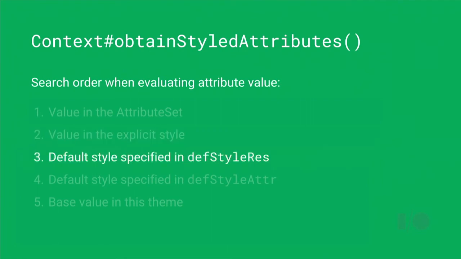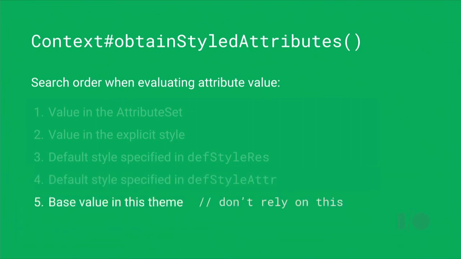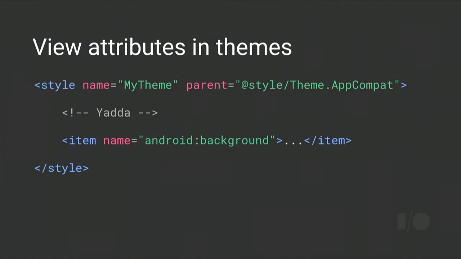The third thing it looks for is in the defStyleRes, so that's the actual concrete pointer to a default style. Lastly, it looks at the defStyleAttr, the default style in your theme. And then finally, it looks at the base value in the theme. Now, please don't rely on this, because it leads on to the next mistake, which is using view attributes in themes. This is a mistake which someone on our team made recently. So here we have a theme, and we've set the android:background tag on it. Android background is something you usually use in a view, but here it's set in the theme.